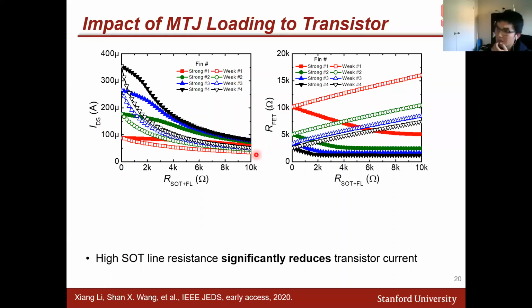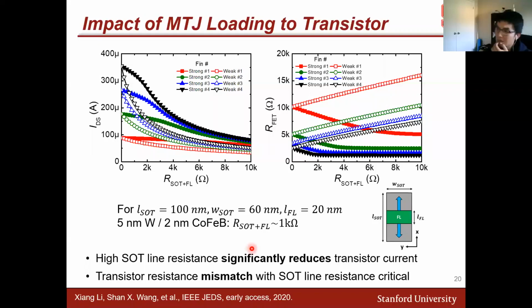And also another thing is, if we look at the actual layout that I assume, when you calculate, for example, for a tungsten SOT line, the resistance is actually about 1 kilo ohm. So it's sort of on the same order as the transistor resistance here, 5 kilo ohm, 10 kilo ohm, but it's usually much smaller than the transistor resistance. Okay, so that's another very critical thing we have to be very careful about when you analyze the circuit level performance.